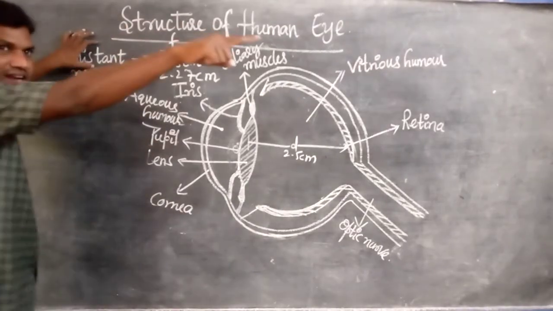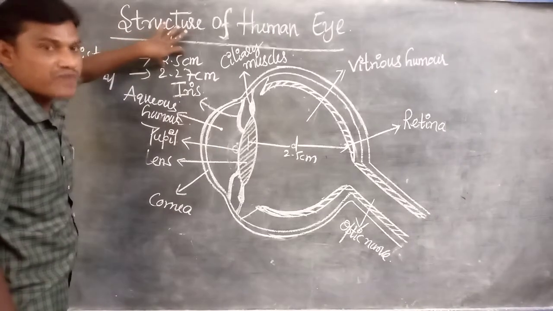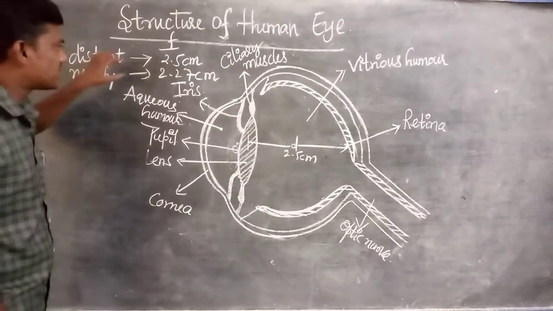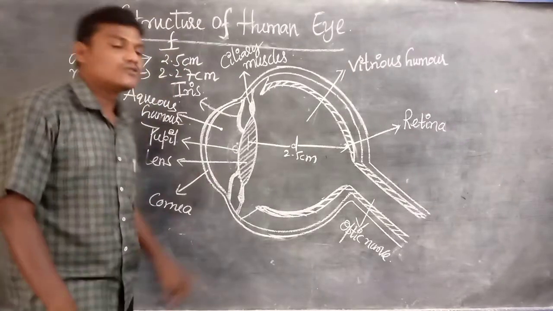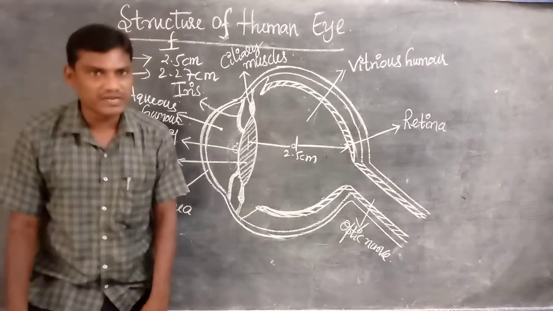When you see a distant object, what is the focal length of our eye lens? 2.5. It is called the maximum focal length. When you see a nearby object, the focal length of the eye lens is 2.27. Here, once again, you remember what this means.